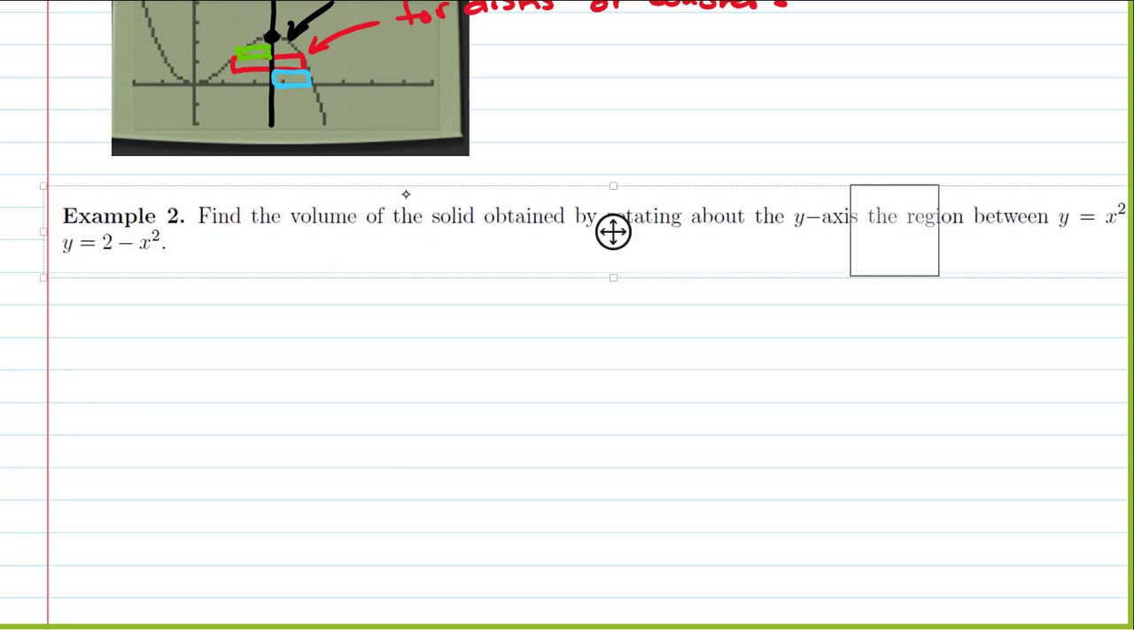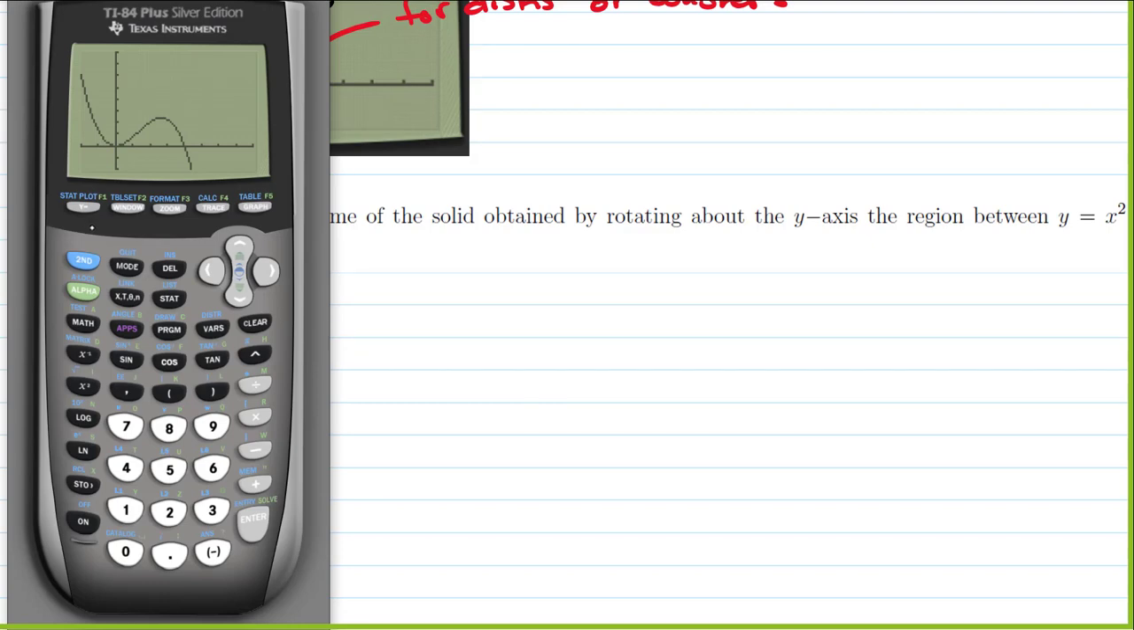So find the volume of the solid obtained by rotating about the y-axis the region between y equals x squared and y equals 2 minus x squared. All right, so let's start, as we always do, by drawing a picture. So let's go with y equals x squared and y equals 2 minus x squared.